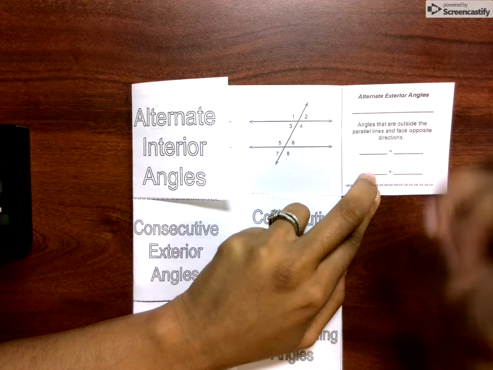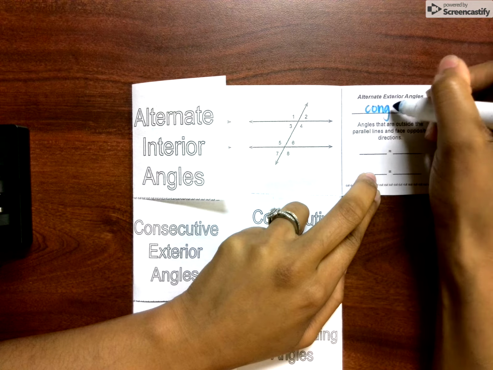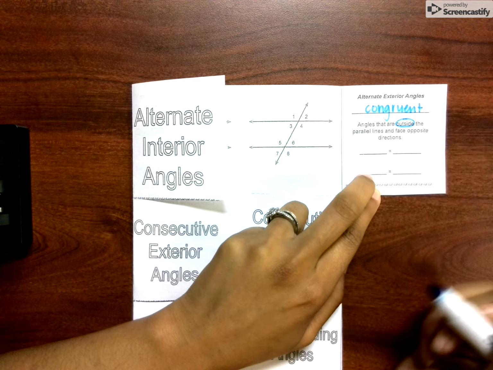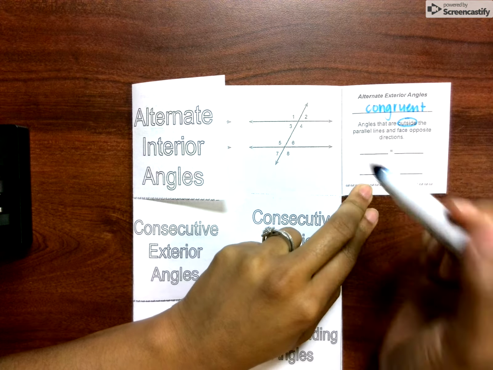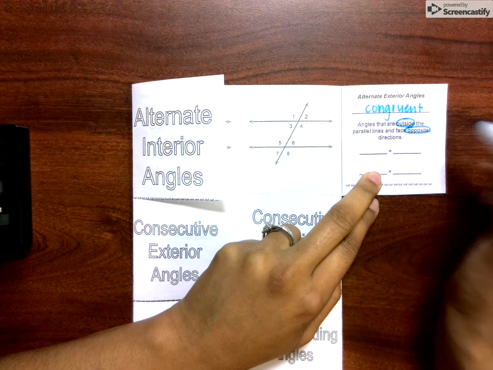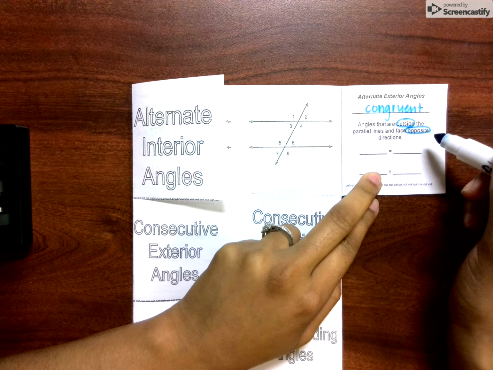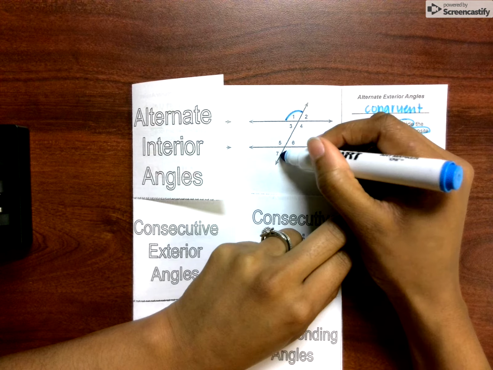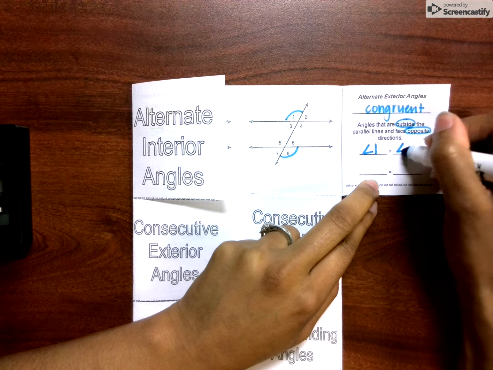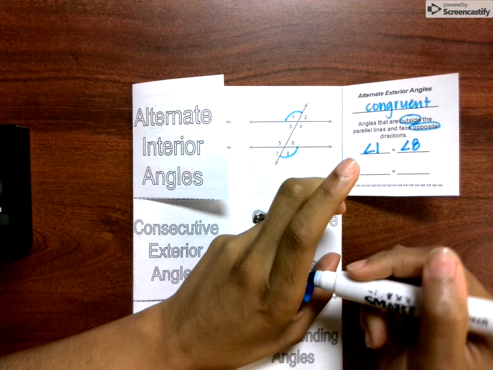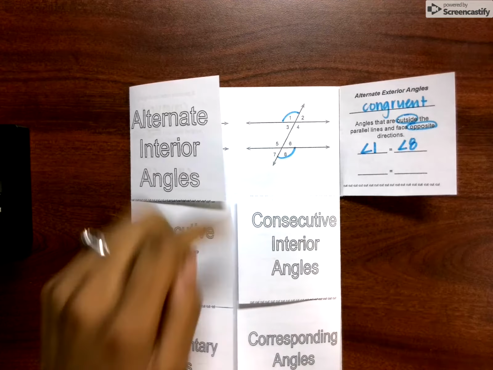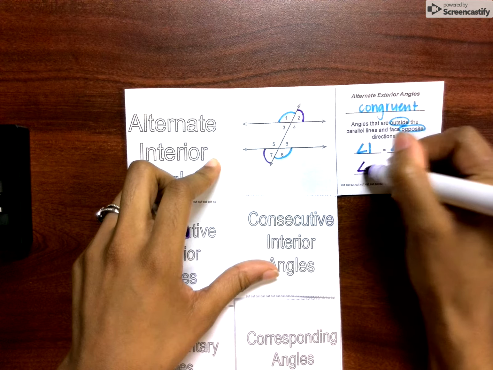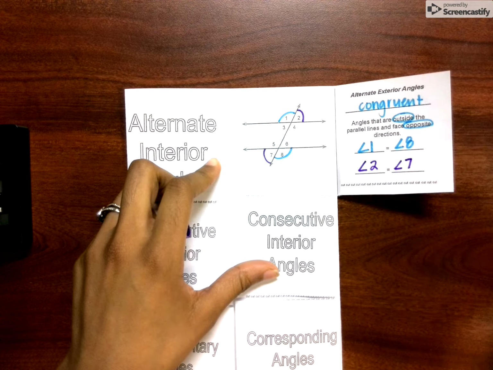Now, alternate exterior angles are congruent as well. The only difference between the two, they are angles that lie outside of the parallel lines and they face opposite directions. So think of outside and opposite. So one pair would be angle 1 and angle 8, and they are congruent to each other. And then using a different colored marker, angle 2 and angle 7 are congruent to each other.